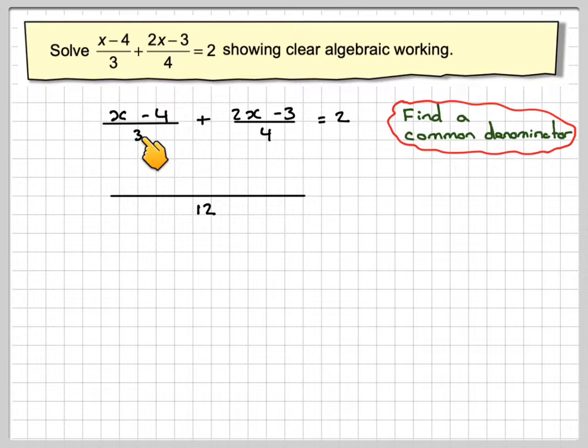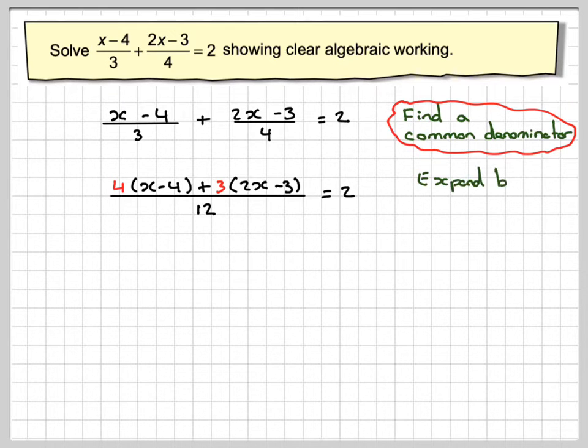That means I've multiplied that 3 by 4, so I need to multiply this top part here by 4 as well. So 4 brackets x minus 4. We've got plus here, and I've multiplied this 4 by a 3, so I need to put a 3 in front of this 2x minus 3. It's still equal to 2.